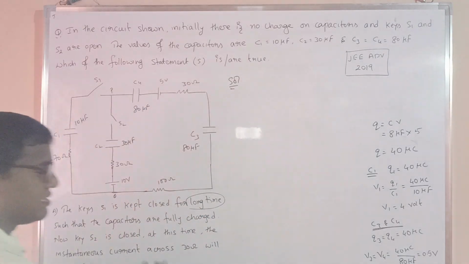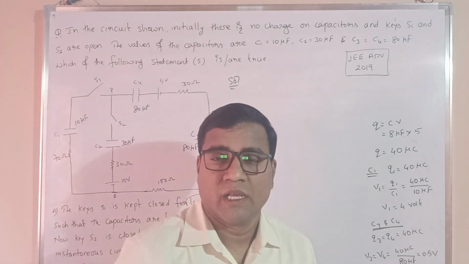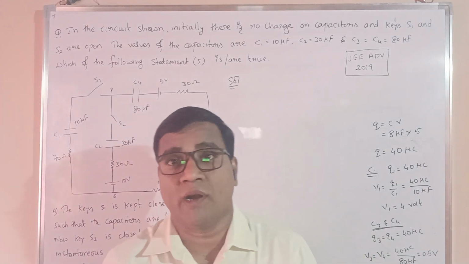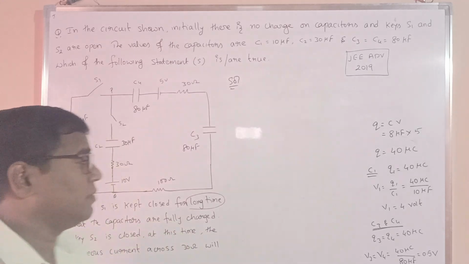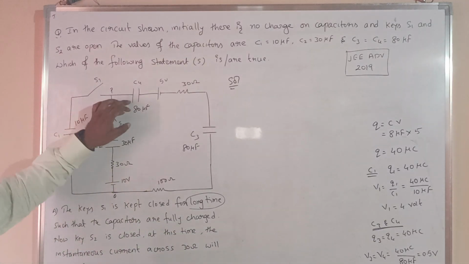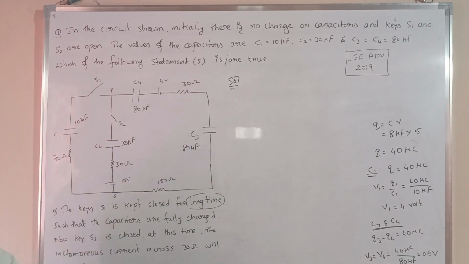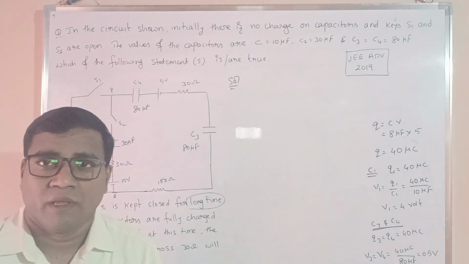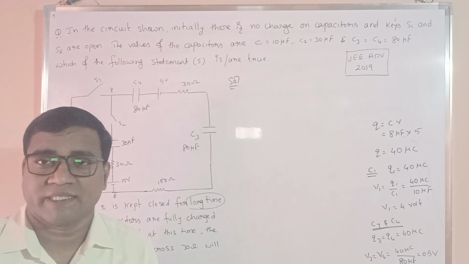Now, in this situation, when S1 is closed, we calculated the things. Now what is he saying? He is saying that the key S2 is closed at this time. At what time? S1 is closed, and after a long time, S2 is closed. At that time, initially the capacitor has some charge. At t is equal to 0, the charged capacitor behaves as a cell.